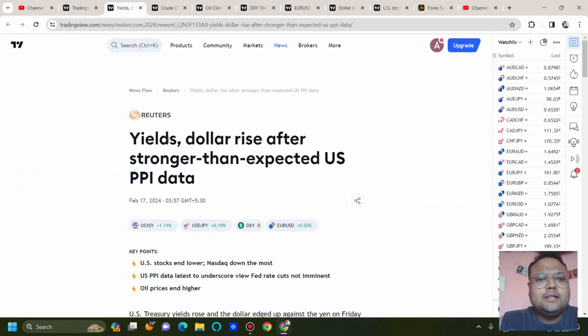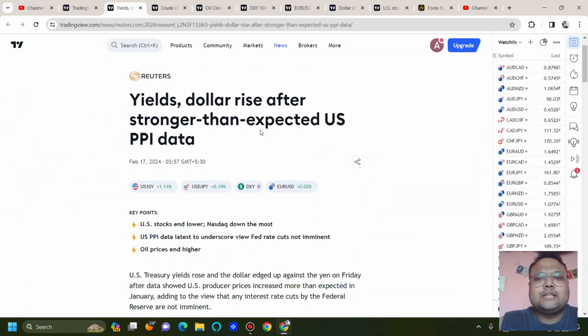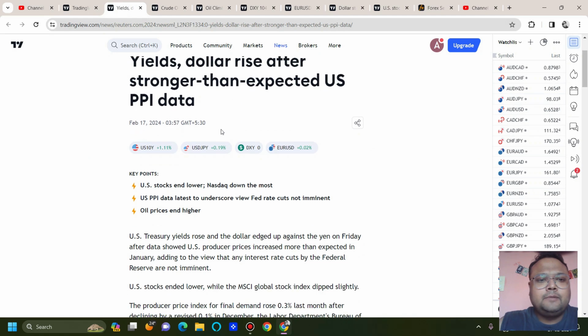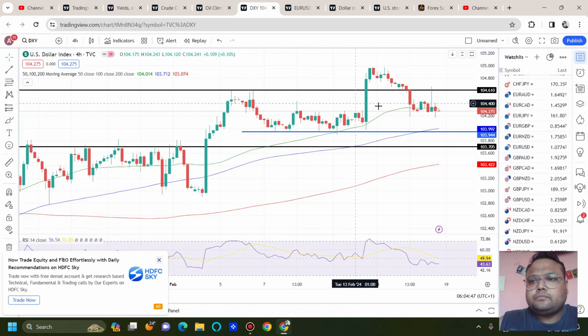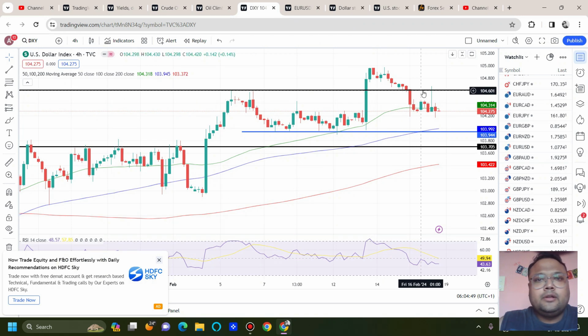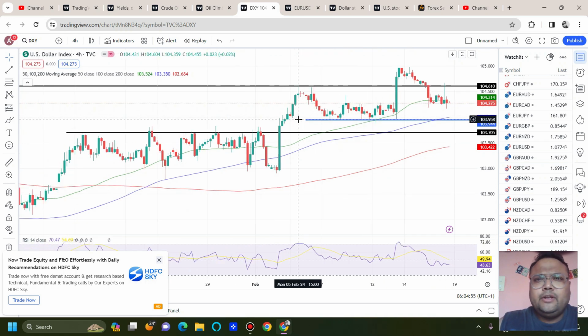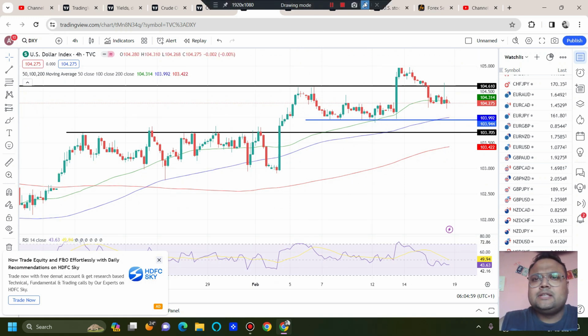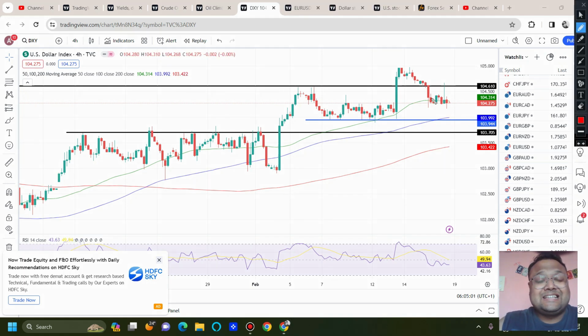You can see here yields and dollar rise after stronger than expected US PPI data. Yesterday, after PPI, there was a sudden upside in the US dollar index, but ultimately we can see that the dollar index closed at 104.27. In our earlier videos we also discussed DXY's chart, that DXY overall is in an uptrend, but yes, DXY has entered the zone again. So to continue the upside, DXY needs to go up again.